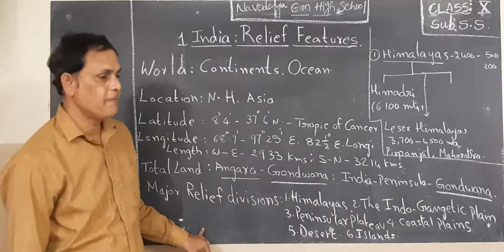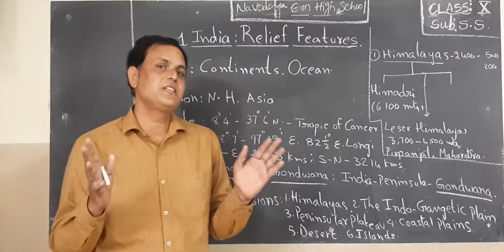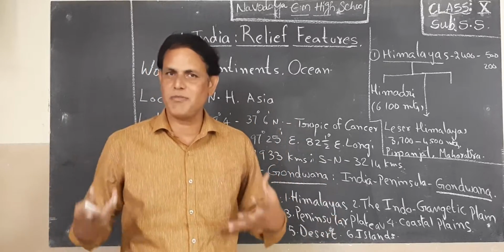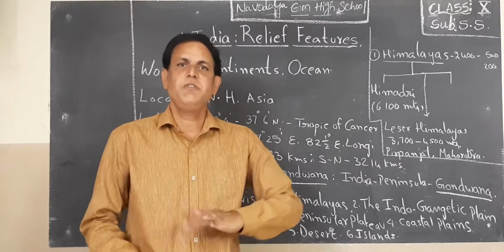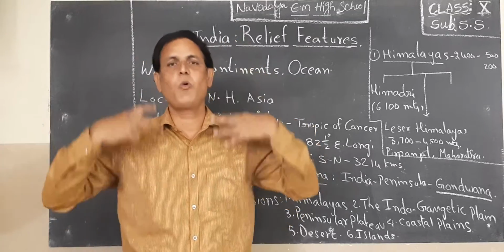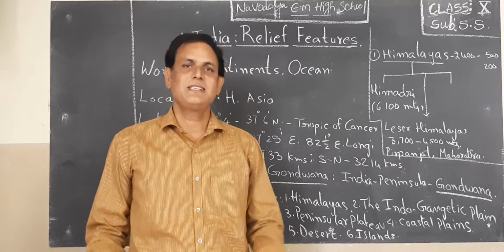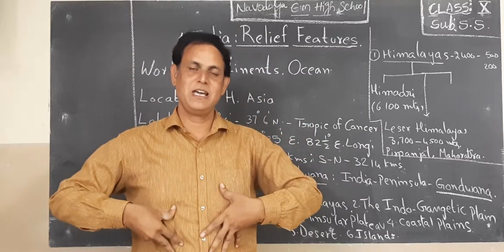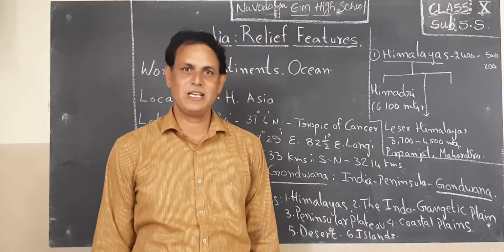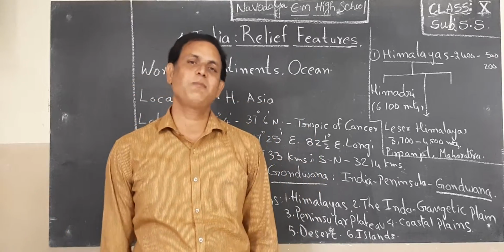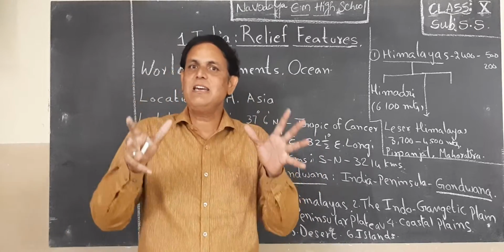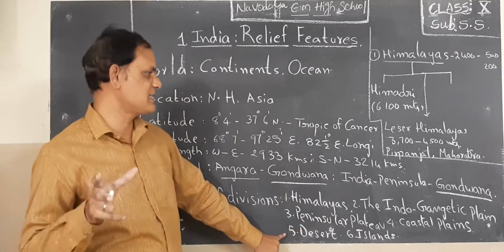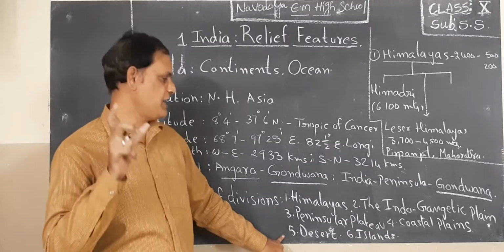Next, children, what are the relief features of our country? Here relief features means parts of our country. For example, if I ask you what are your body parts, what will you say? Sir, head is there, hands are there, trunk is there, legs are there. Okay children, so these are the parts of the body. Likewise, what are the relief features of our country? Here I already wrote six relief features of our country.